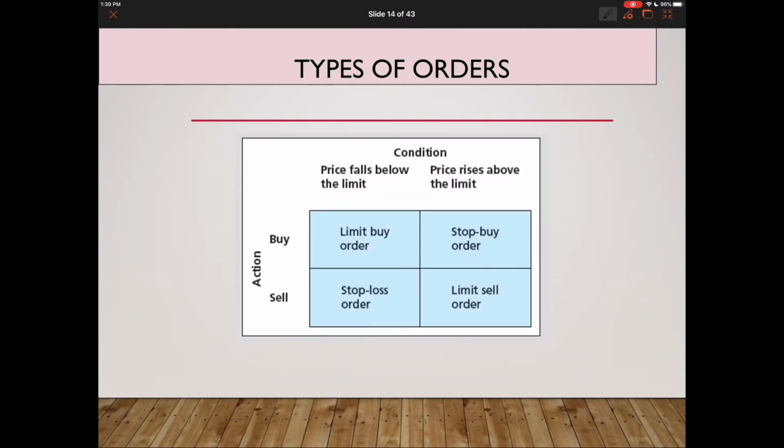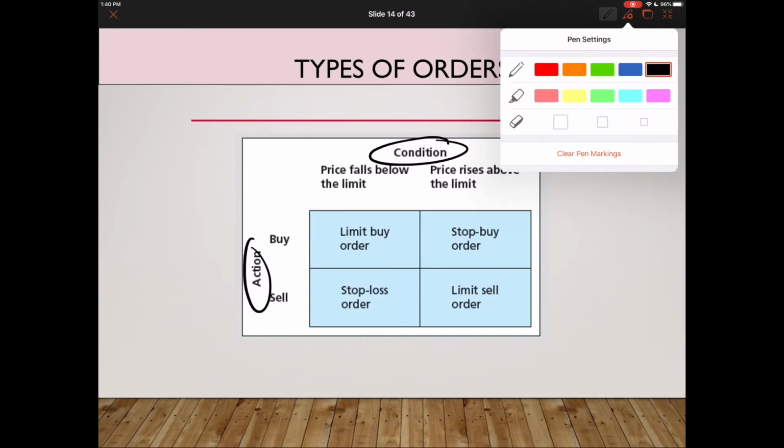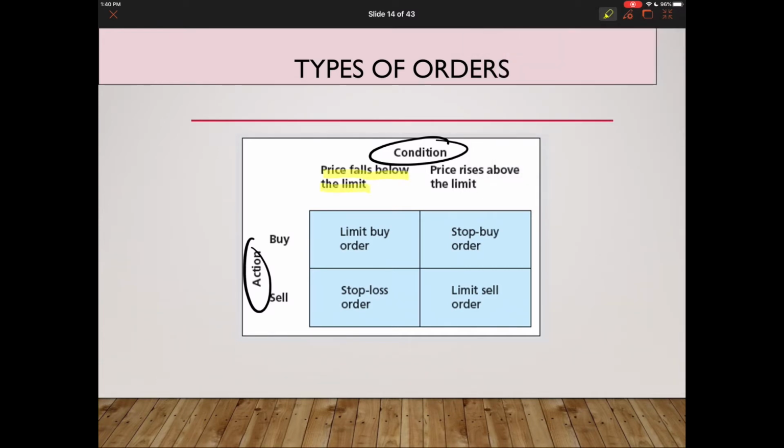So just to take a look at the types of orders that we just mentioned, in particular the price contingent orders that we're focusing on here, and what would happen under different conditions relative to what your action would be. As you can see here in the left-hand column, if the price falls below the limit and you're wanting to buy, you would use a limit buy order, and if you're wanting to sell, you would use a stop loss order. And then vice versa: if the price rises above the limit and you're wanting to buy, you would place a stop buy order, and if you're wanting to sell, you would place a limit sell order. So let's do an example.